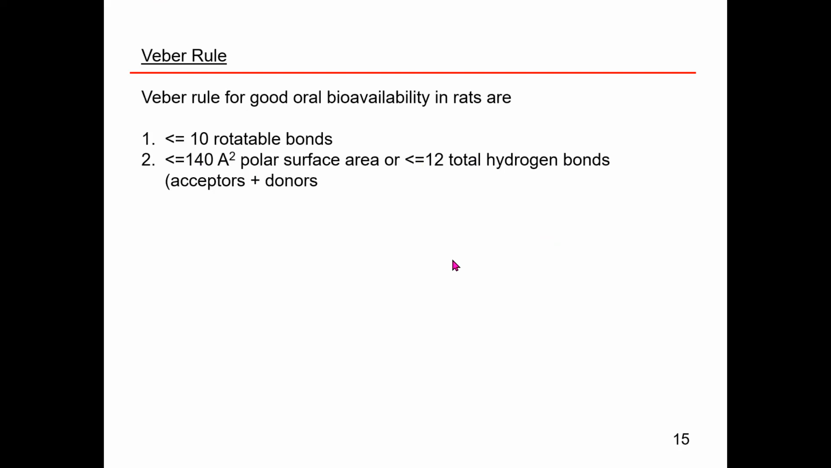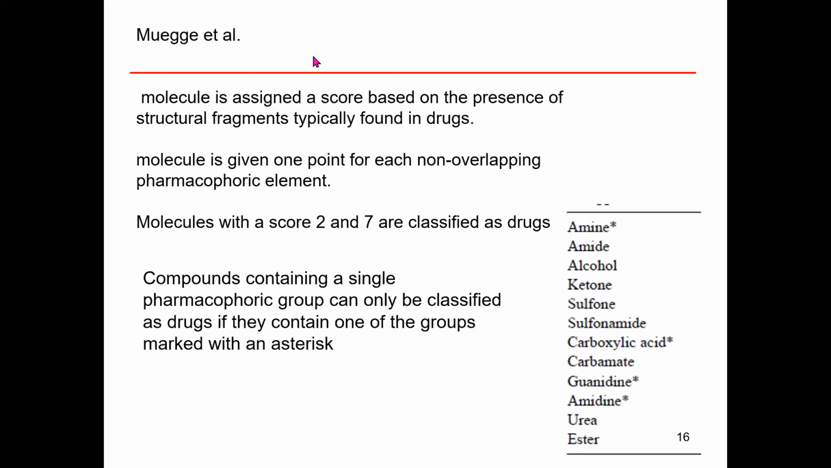Okay. Then came another group called Muegge et al. Rule. They said you should have at least 2 of these groups for a molecule to be a drug. Okay, 2 of this group. But if you have one of those with the star, that is good enough. Also, okay, that is Muegge et al. Rule. So they saw how many of these groups are there, and if they have at least 2 to 7, then they can be classified as drugs actually. So that is called Muegge.